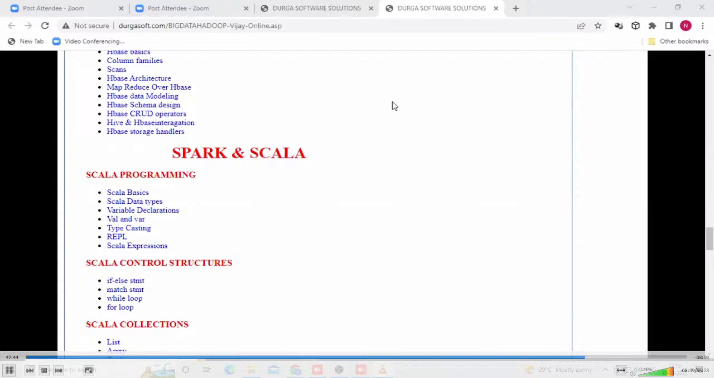Everything we'll be discussing in brief. We'll be spending more time on this course, nearly 70-75 hours. In those 75 hours, I'll be spending mostly 45 hours on Spark and Scala. So here we'll be discussing all of this.